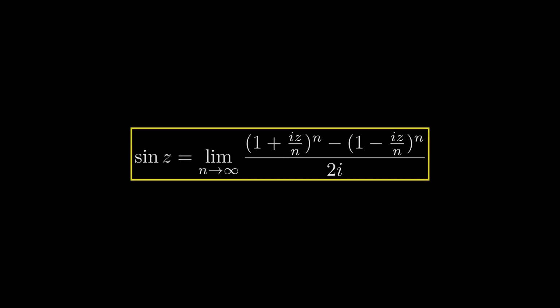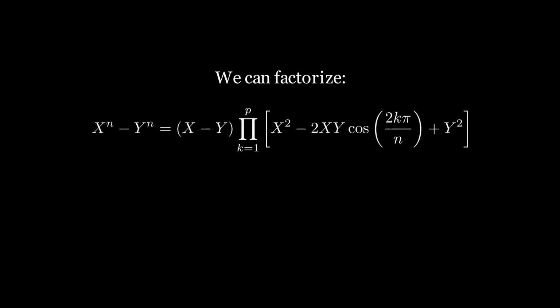Now, with this value in hand, we can factorize sin x as follows. For any two numbers x and y, x to the power n minus y to the power n can be written like this. Now, this is something which I'm not going to prove.